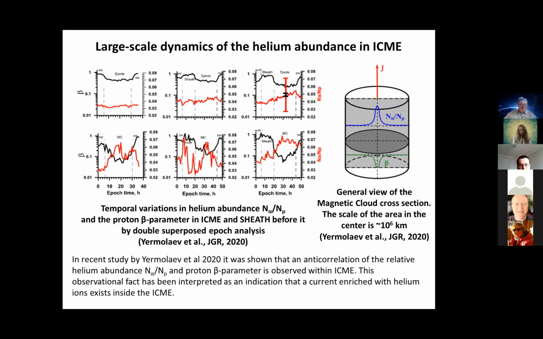In a recent study, Yamalaev et al. analyzed the average profile of helium abundance using the superposed epoch method. The figures on the left show the result of that work.